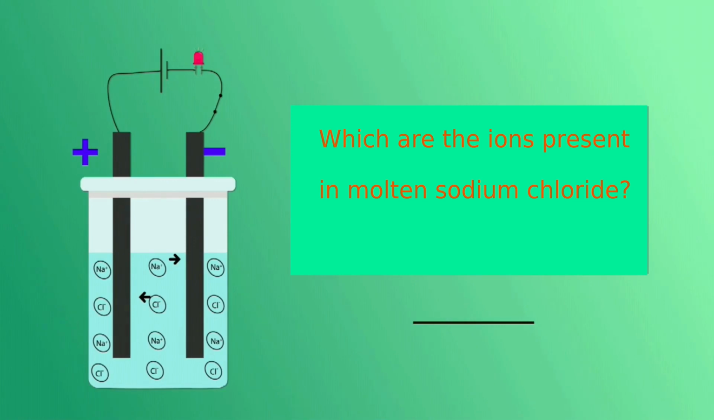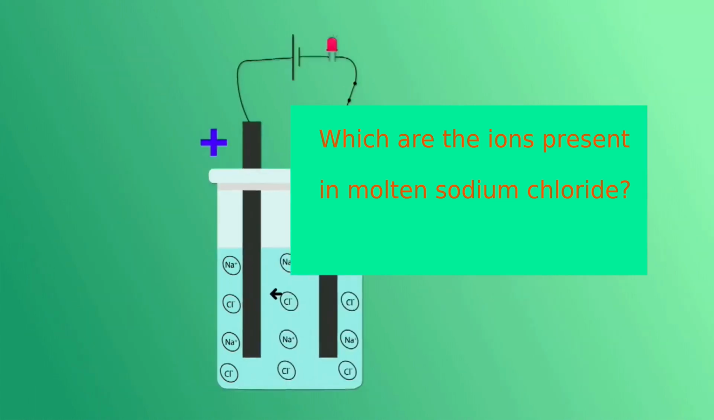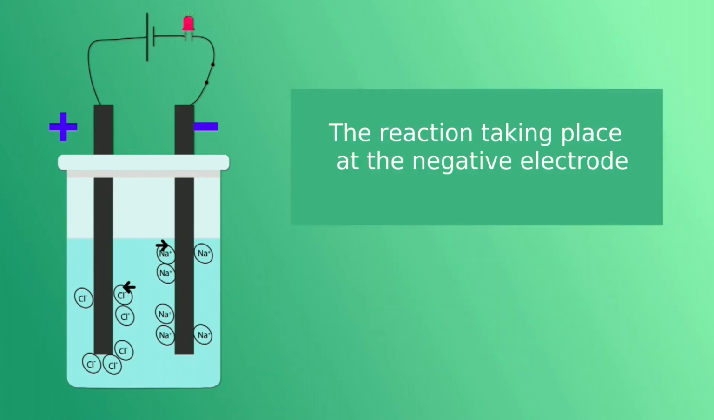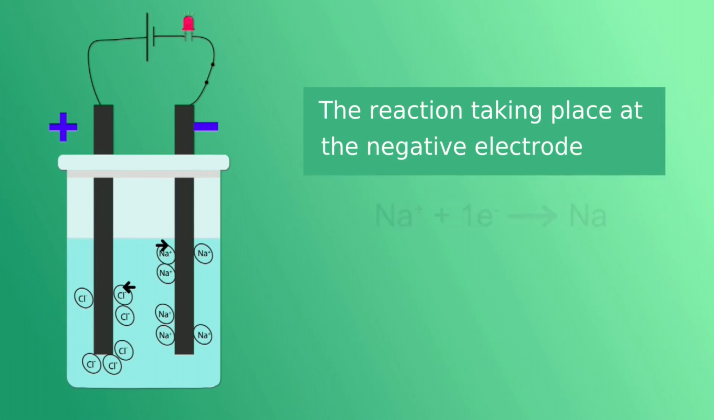Which are the ions present in molten sodium chloride? Na+, Cl-. To which electrode do the positive ions move? The positive ions move towards the negative electrode. The reaction taking place at the negative electrode is Na+ + 1 electron gives Na.